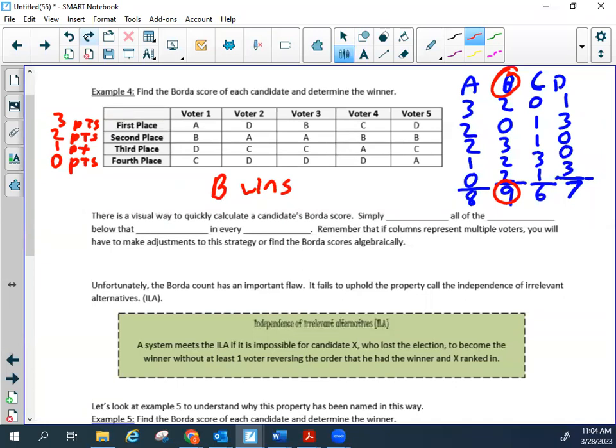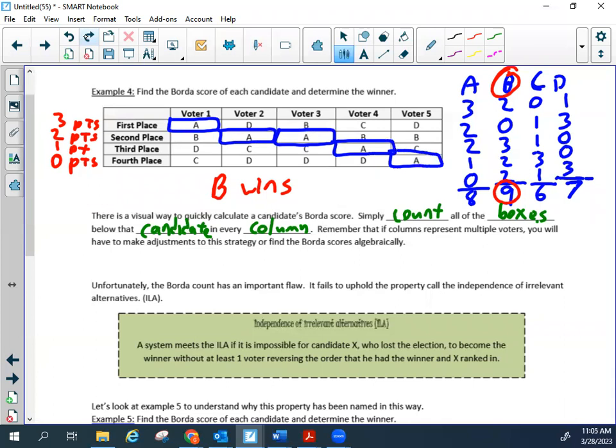There is a simple way to do this visually. And that's just count the boxes below that candidate in every column. So what do I mean by that? If I'm looking at candidate A, that's where candidate A is. You just count the boxes below A. 1, 2, 3, 4, 5, 6, 7. That's what it ended up to.